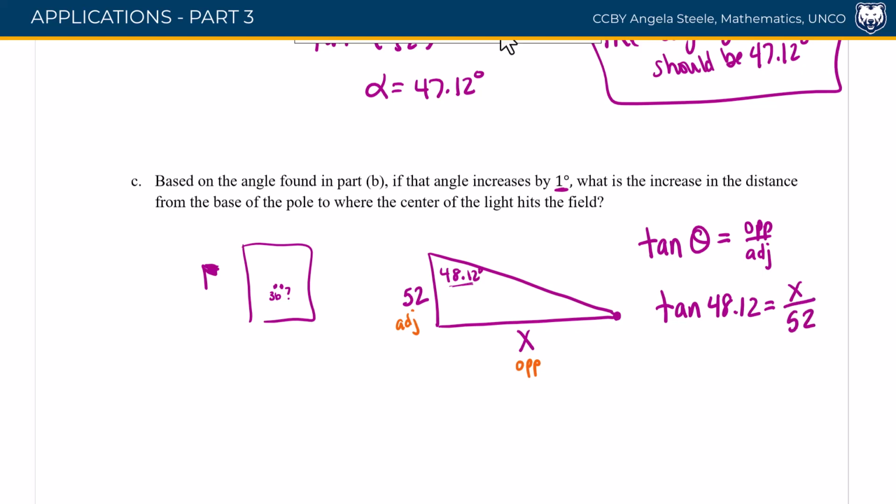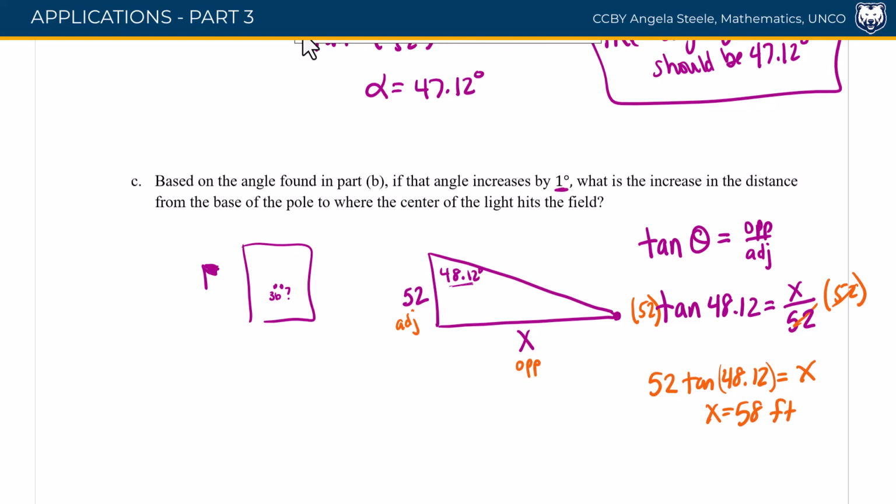We want to solve for x, so what we're going to do is multiply both sides by 52. So we get 52 tangent 48.12 is equal to x. And then we can go ahead and plug that into the calculator. You should get that x is equal to 58 feet.